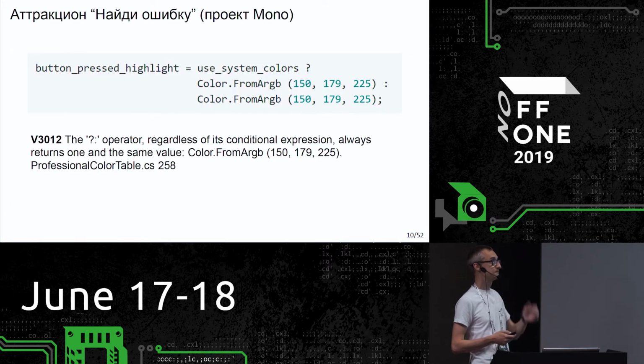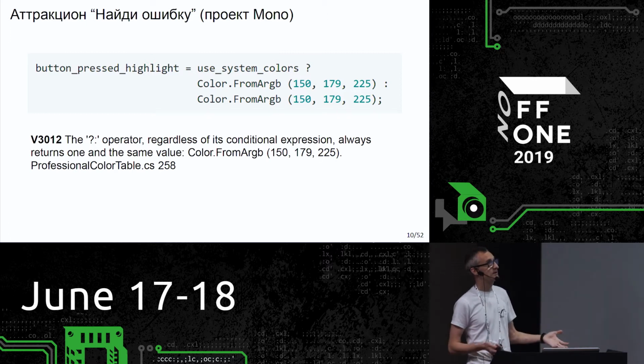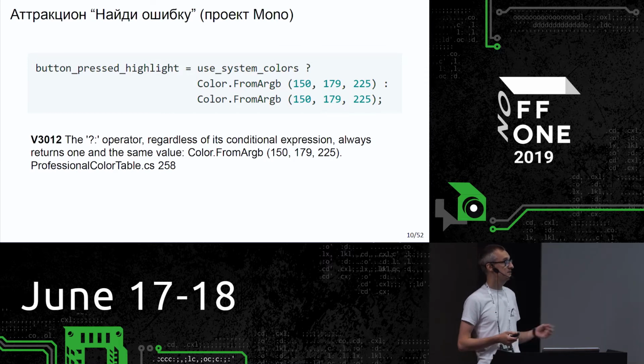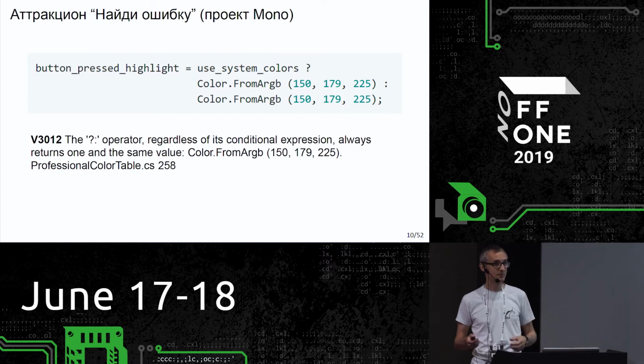This is the piece of the code. The same value will be assigned. Maybe this mistake may not be that critical, you know, okay, it'll be the same color assigned, for example. But as a matter of fact, it's a very indicative example. This kind of mistake could result in more critical or even fatal errors and problems.